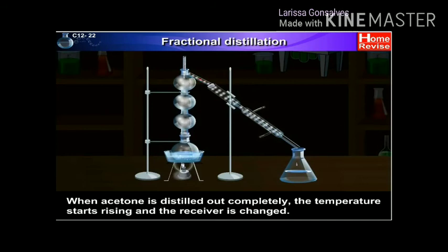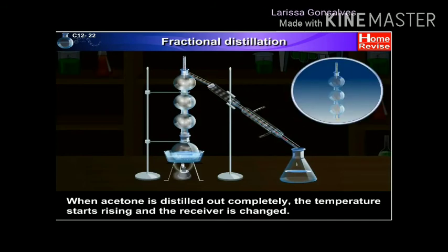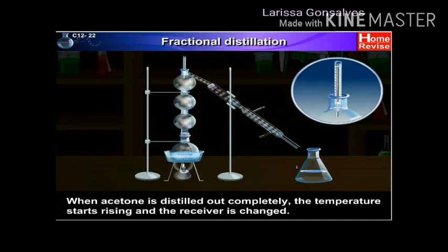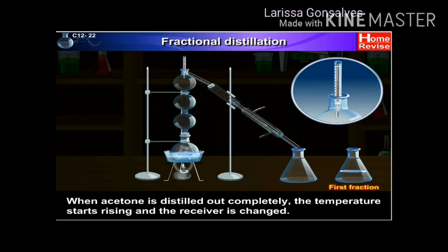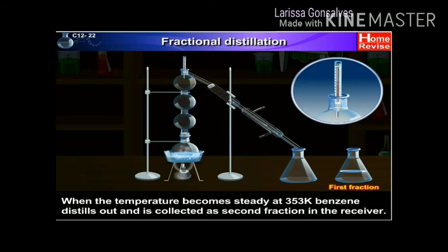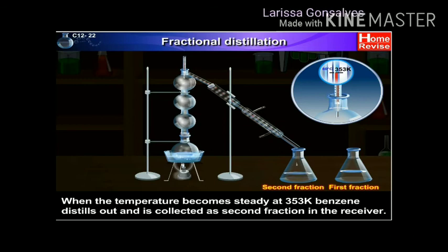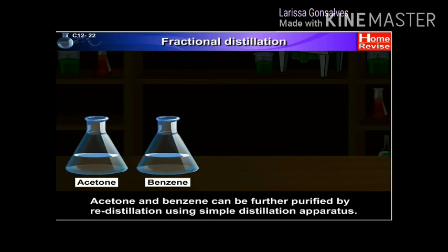When acetone is distilled out completely, the temperature starts rising, and the receiver is changed. When the temperature becomes steady at 353 Kelvin, benzene distills out and is collected as second fraction in the receiver. Acetone and benzene can be further purified by redistillation.